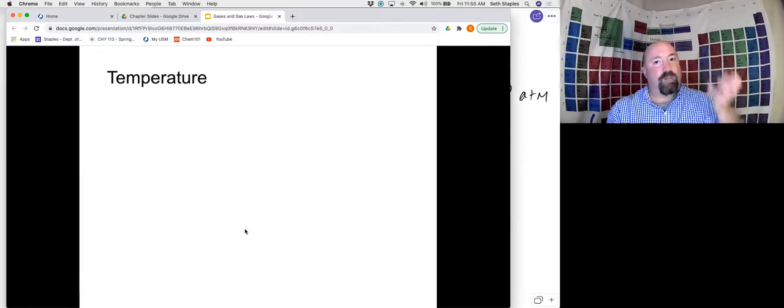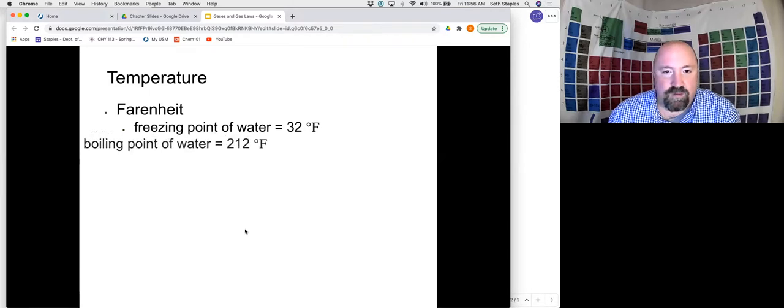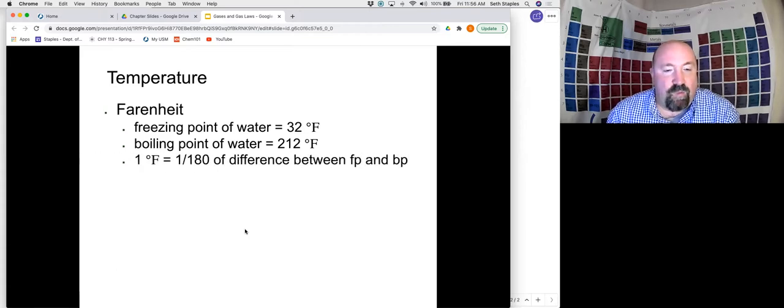Temperature is something else that we have to talk about, and the units for temperature that we're going to use for anything concerning gas laws. So when we think about the various temperature scales, Fahrenheit is the one that we silly Americans are most used to. In Fahrenheit, the freezing point of water is 32 degrees Fahrenheit. The boiling point of water is 212 degrees Fahrenheit. And one degree is equal to 1/180th of the difference between the freezing point and the boiling point. Kind of silly.